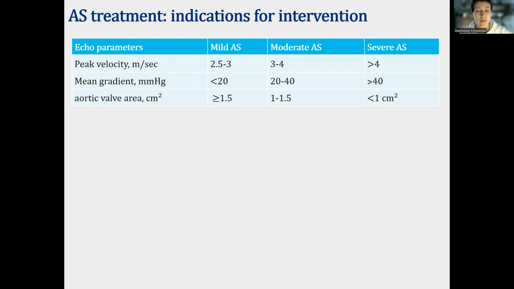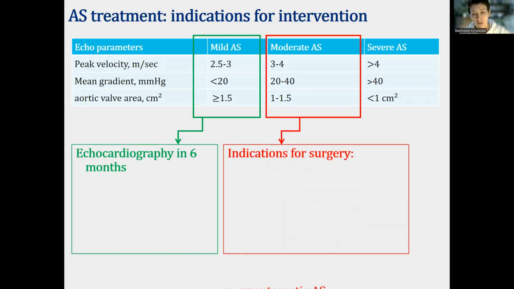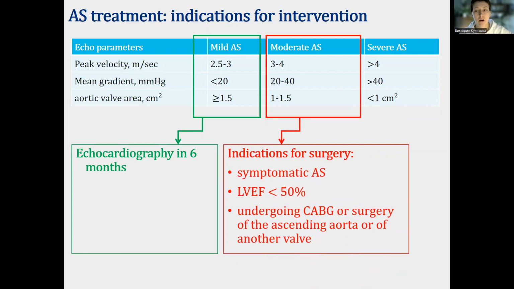So what are the indications for intervention? If it's mild aortic stenosis, there is no indication for surgery. Repeat echocardiography in 6 months. If it's moderate aortic stenosis, the indications for surgery are symptomatic aortic stenosis, left ventricle ejection fraction less than 50%, and undergoing CABG, or surgery of the ascending aorta or of another valve.